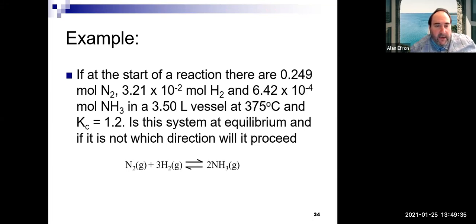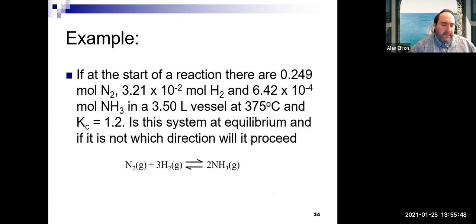So why don't you try one here and see what you come up with? We have this reaction, we have some moles of everybody, we have some volume, and we have the K value given to us. First off, decide whether or not this is at equilibrium. And if it's not at equilibrium, which way we need to go to reach equilibrium. So take a couple of minutes and see what you come up with.